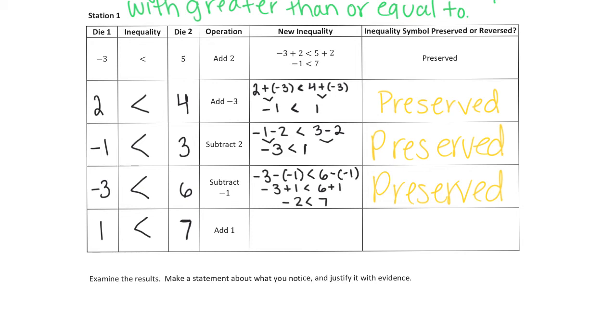In our last one for station 1, I have 1 is less than 7, and I'm going to add 1 to both sides of the inequality. So I have 1 plus 1 is less than 1 plus 7. 1 plus 1 is 2, and 1 plus 7 is 8. So I know 2 is less than 8. So here, did our inequality symbol change? No, it did not, so it stayed the same, so it is preserved.